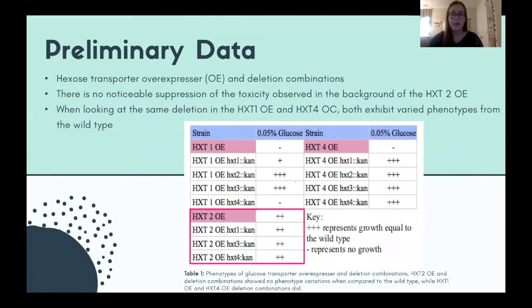Next, we thought, well, okay, since we see these differences in the overexpressors, maybe this can be explained by deleting different endogenous transporters. Endogenous transporters are the ones whose expression is under the control of its promoter, aka the glucose concentration. Again, however, we see variations in the data. While each overexpressor delete combination for HXT1 and 4 show varying phenotypes from the wild type, HXT2 shows the same phenotype all the way around. This is depicted in Table 1. Again, interesting because although HXT2 and 4 have similar functions, it seems that HXT1 and HXT4 are the ones that are lining up better.